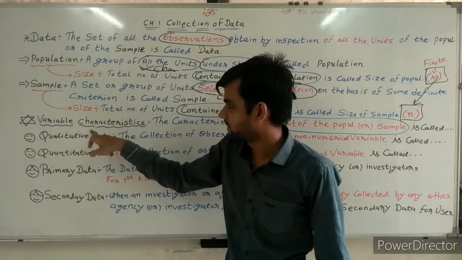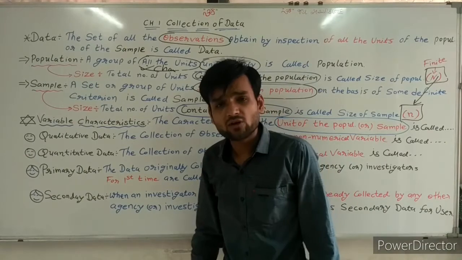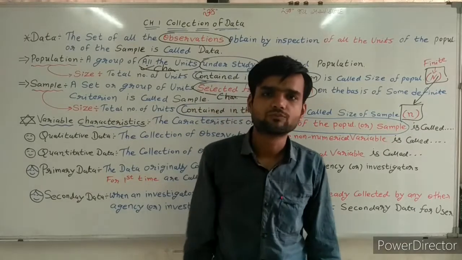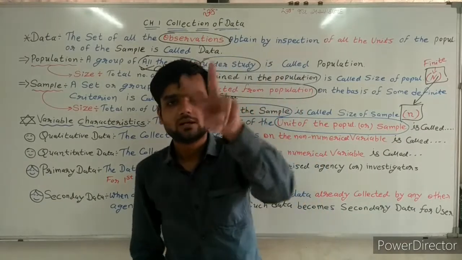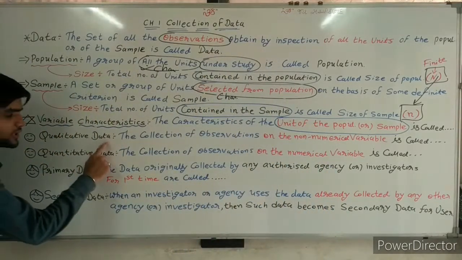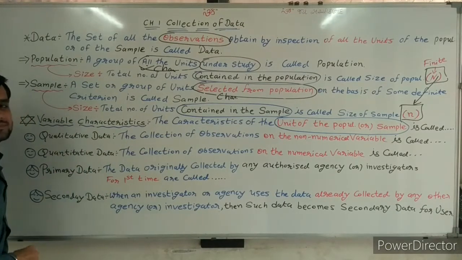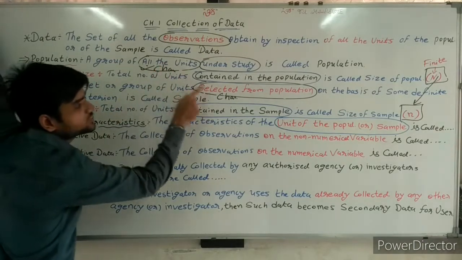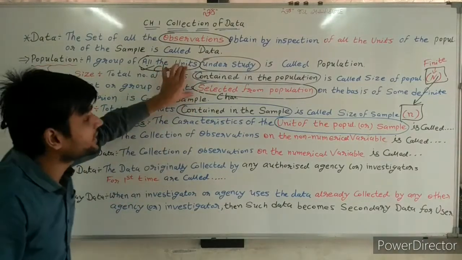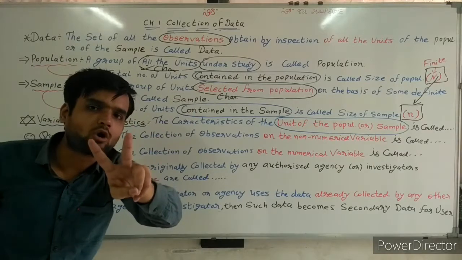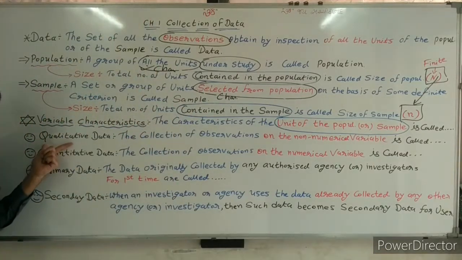Now these variable characteristics have two types. It may be qualitative, it may be quantitative. Characteristics of a variable have two types. So here, qualitative data, quantitative data. Now these two depend on the characteristics of the variable, characteristics of these units. Which type of unit is it? They are of only two types. One is qualitative, second is quantitative.